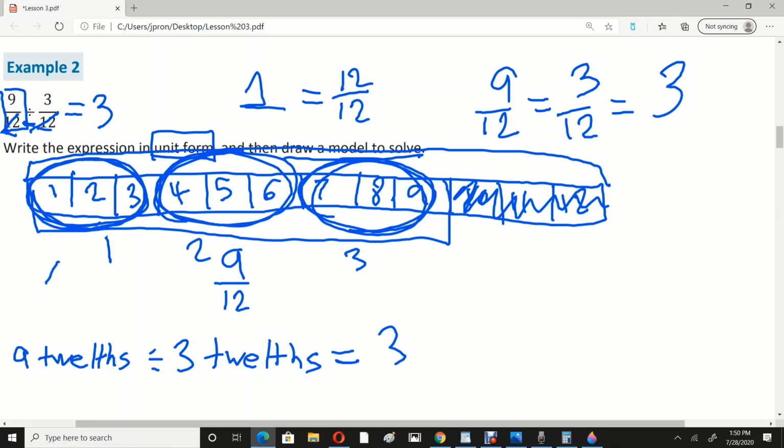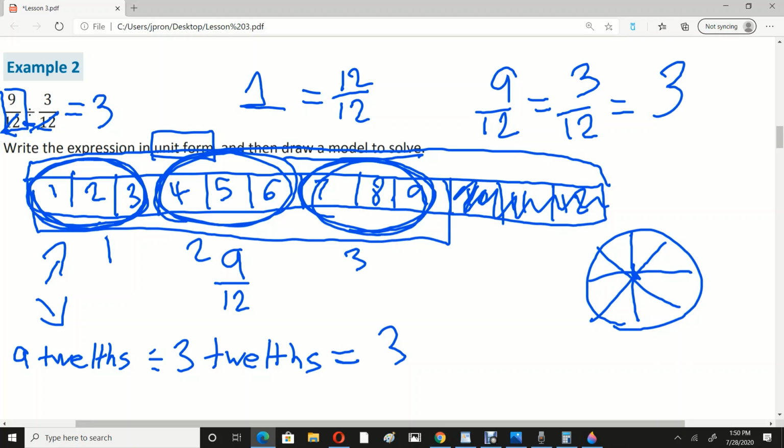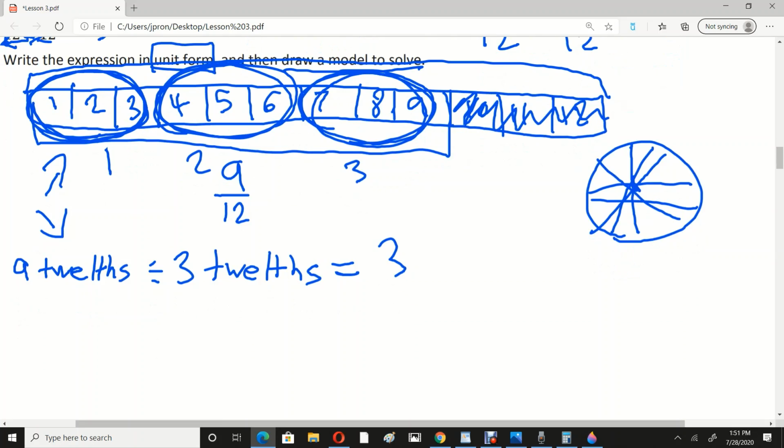So you have the illustration up here, the unit form down here. Great. I really liked the one that you drew. You went back and did the pizza like we did last time. That's wonderful. I love that. I appreciate that. That's great. This is also a fine example. Let's move on to example 3.